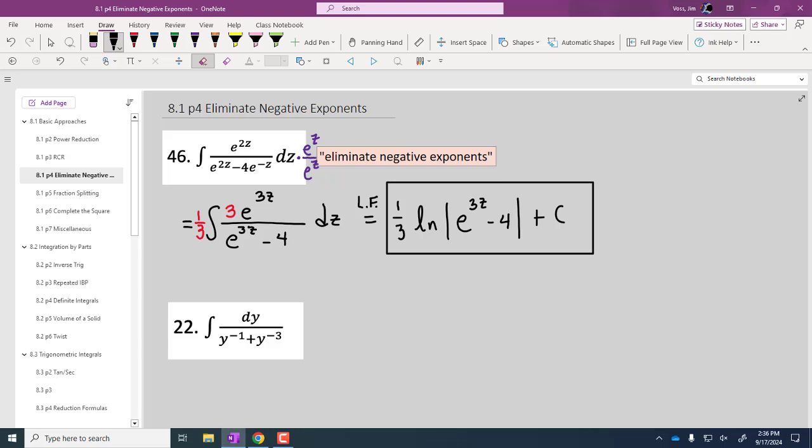Do we need the absolute value bars there? Yes. If you plugged in z equals 0, e to the 0 is 1, 1 minus 4 is negative. You can't take the log of a negative number, so you must have the absolute value bars there.